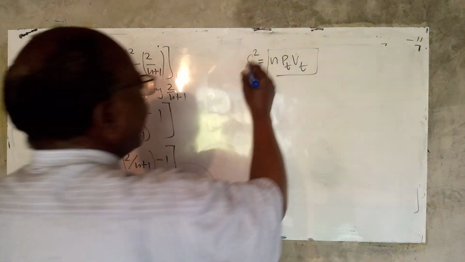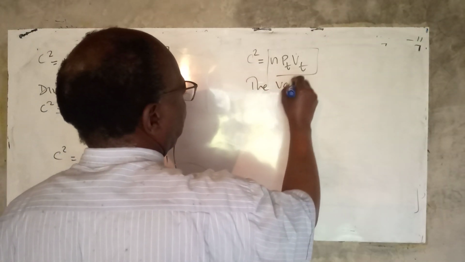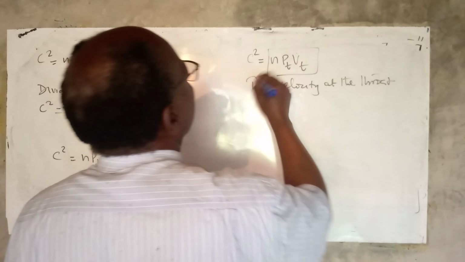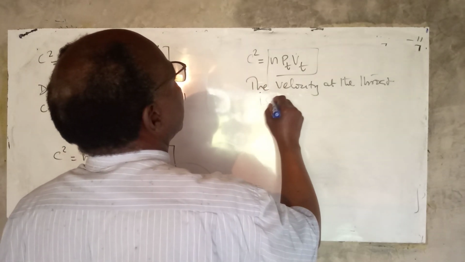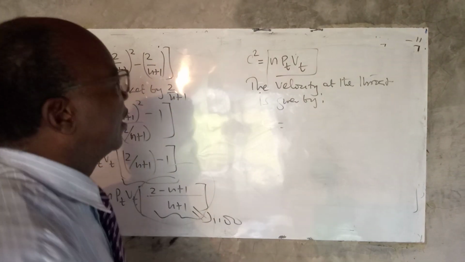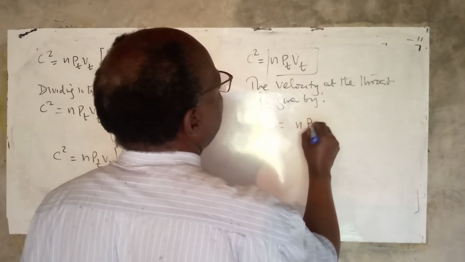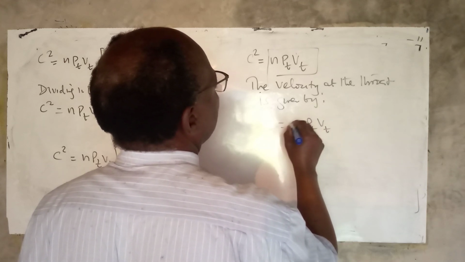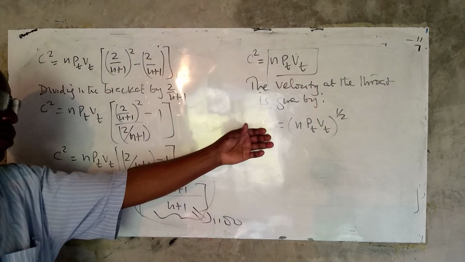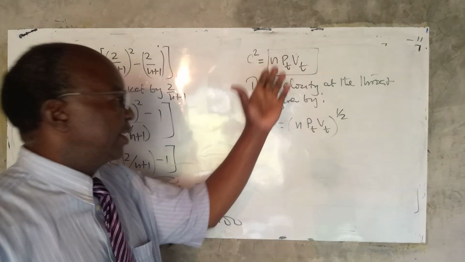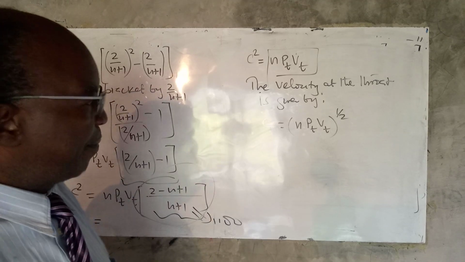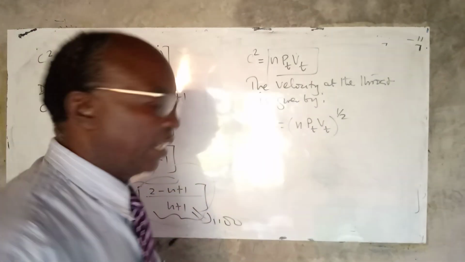So, in a nutshell, the velocity at the throat is given by the expression c, because that's c squared, take the square root, will be the square root of n pt vt. And that will be the throat velocity. And you're clearly seeing that the isentropic index, we have our pressures, and we have our specific volume.